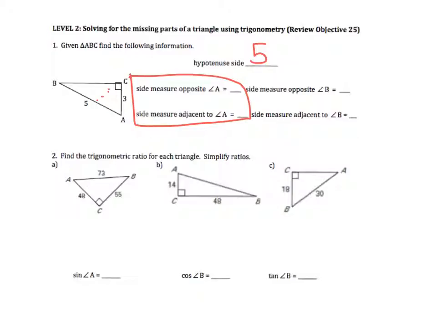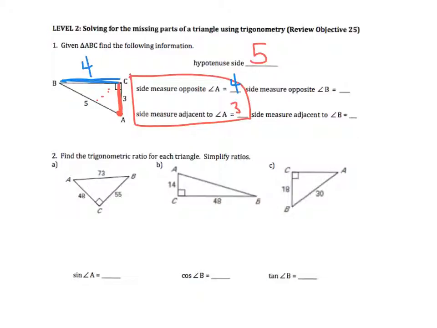So again, what I like to do is put my pencil on A and draw a line to the right angle. That side that I just highlighted is the adjacent side to angle A. So that's going to be 3. And then the last side is going to be the opposite to angle A. Since it's not labeled, we can use the Pythagorean theorem to find that. I'm pretty confident we can do that, and that last side is going to be 4.